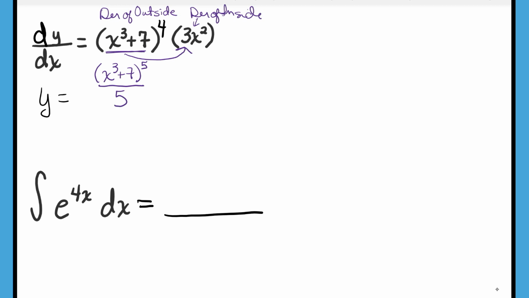What happens to the derivative of the inside as we back up into the original problem? Will it be there? No, because this is the answer to the derivative. This part is the answer to the derivative, and so that is the result of the chain rule. That will not be in the original problem. So we just add C. Got to add that constant.